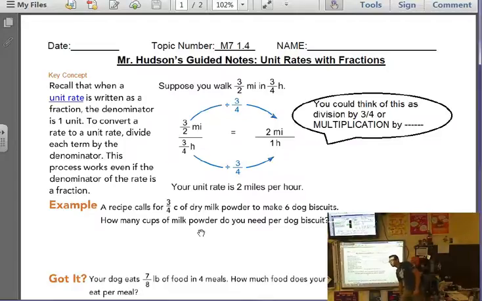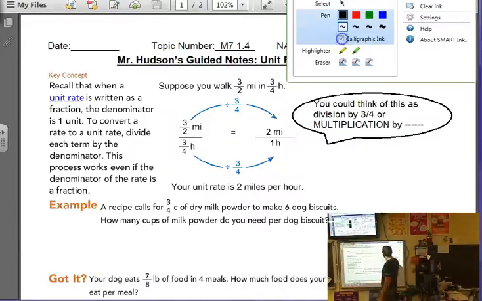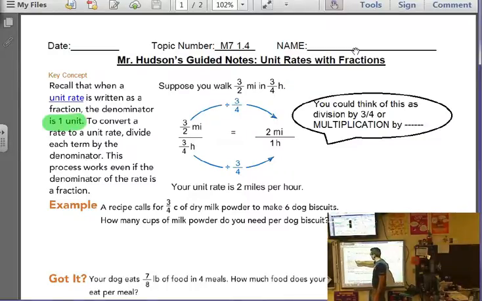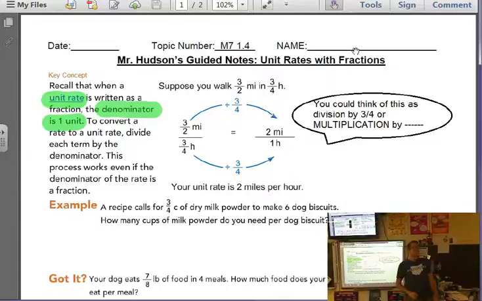So, unit rates. Ellie? I think unit rate has to be something over 1. Thank you. Right here, highlight, circle, and star. Unit rate has the denominator of 1. That's the big difference.